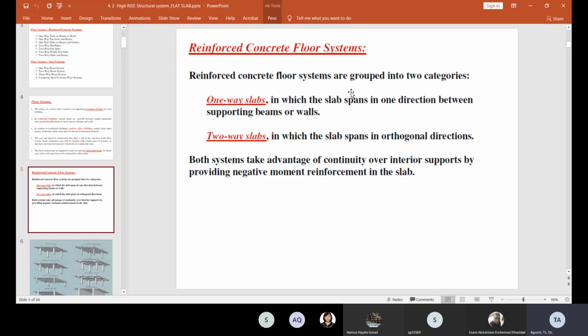Okay, so for example, in this floor system, we select for the slab. So we have the one-way slab, in which the slab spans in one direction between supporting beam or wall, and then the two-way slab, in which the slab spans in orthogonal direction. So for one-way slab, we have the one direction reinforcement bar only, means to the shorter span. For the two-way slab, we need to have the two-way or two direction of rebar. Okay, X and Y direction to cater for the two-way acting or two-way bending moment from the applied load.